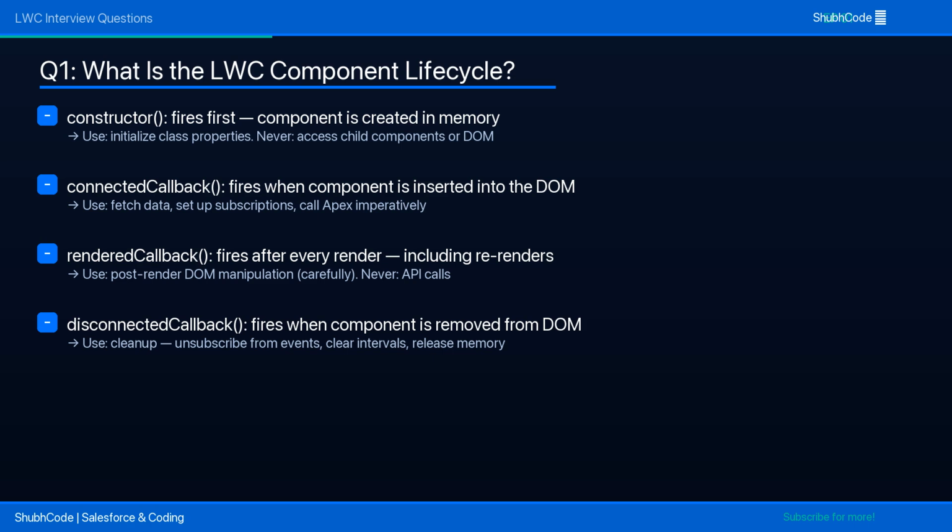There are 4 main hooks you need to know: constructor, connectedCallback, renderedCallback, and disconnectedCallback. Understanding exactly when each fires, and more importantly, what you should and should not do in each, is what separates a junior developer who uses LWC from a senior developer who understands it.